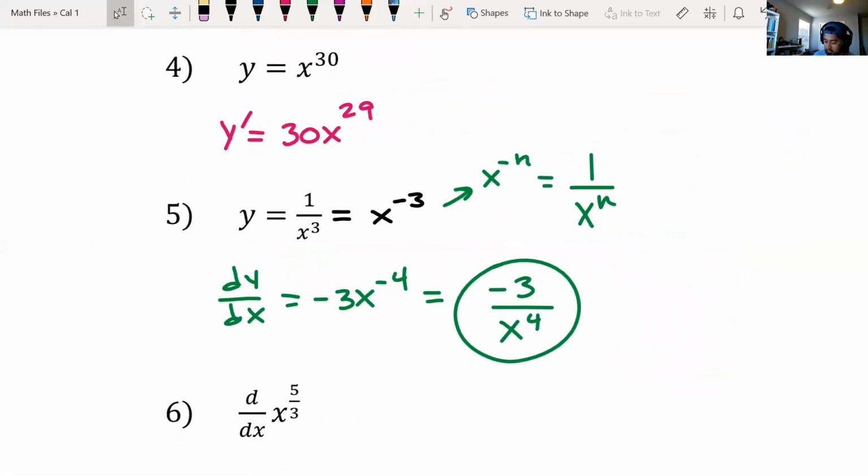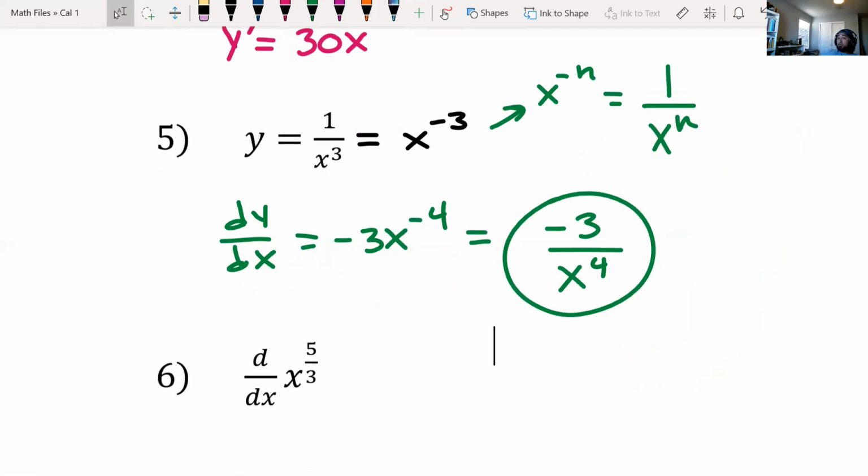Okay, excellent. Number 6. This says d over dx of x to the 5/3. So all this says is take the derivative with respect to x. So it's already set up. And what number is coming down? 5/3. 5/3 x. You take 1 away from 5/3, and what does that leave us with? 2/3? There you go.